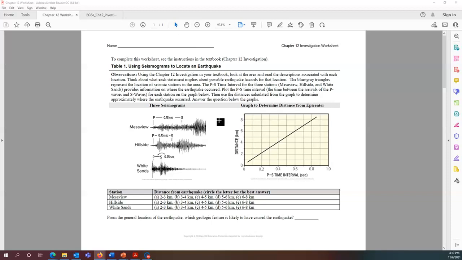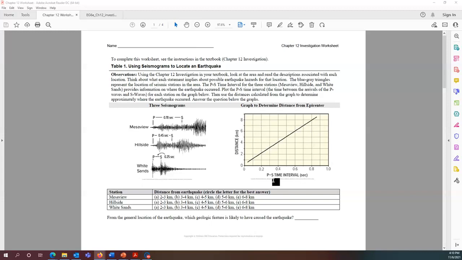seismograms and the information from this interval and timing information to determine the distance of the seismograms from the earthquake epicenter. So just take this information, 0.78, 0.45, or 0.25, and for each of them, plot them on this graph and see where they fall on this line, right? You already have 0.78, you have 0.45, and you have 0.25. Use that and determine where they fall on this line. That will show you the distance of the seismograms from the earthquake.